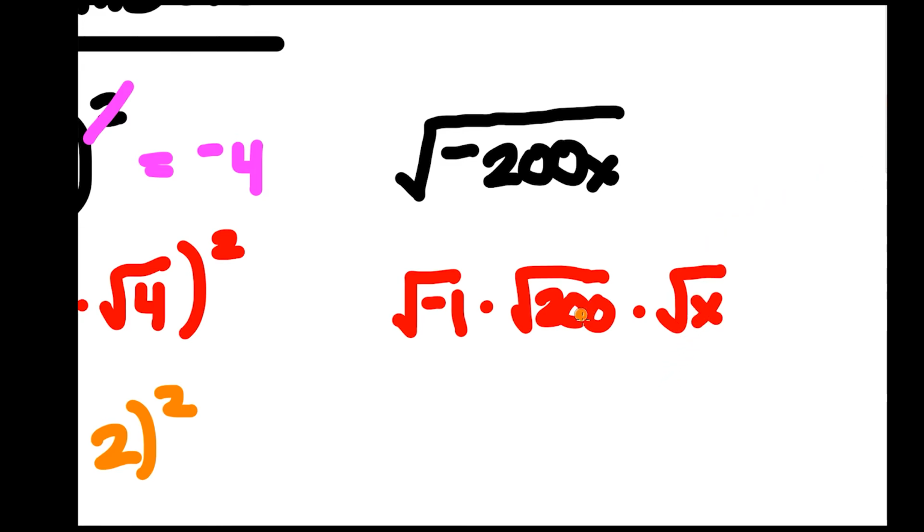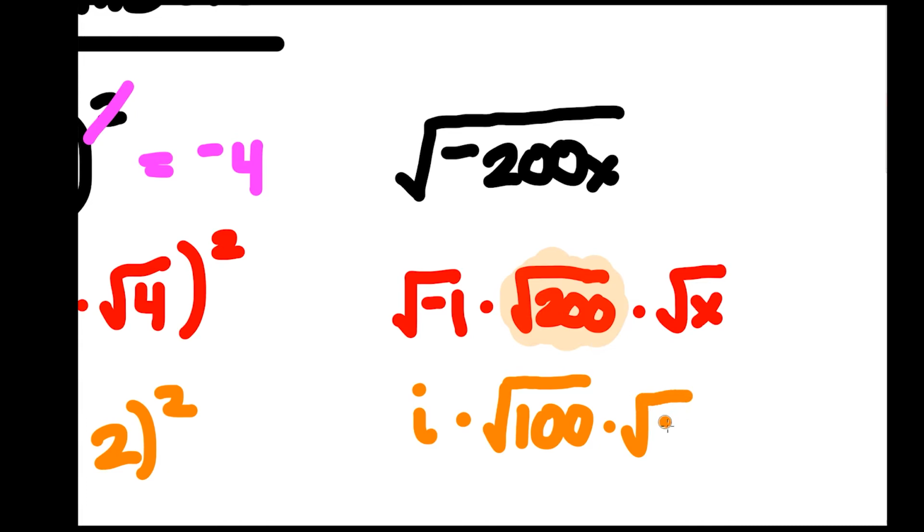Everything's factored. We do need to simplify this square root of 200 here. I'm going to turn that square root of -1 to an i, and I'm thinking of any perfect square that's in 200. In this case, I'm going to just do 100 because I know 100 is a perfect square. It's going to be the square root of 100 times the square root of 2 times the square root of x.